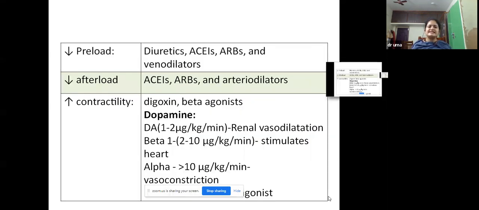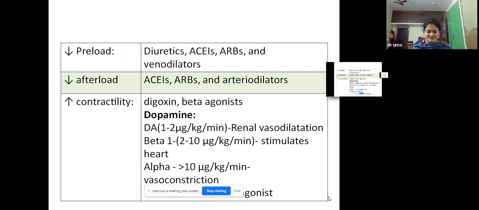So the drugs which decrease the preload are diuretics, ACE inhibitors, angiotensin receptor blockers, and venodilators. Venodilators decrease the preload. Arteriolodilators decrease the afterload. So ACE inhibitors and angiotensin receptor blockers decrease the afterload. Increased contractility is caused by inotropes, that is digoxin and beta agonists like dopamine and dobutamine.